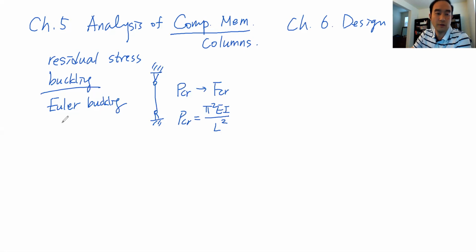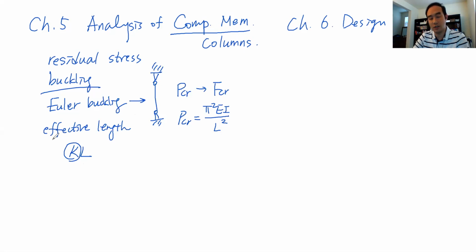We also talked about the effective length. Effective length is KL, where K is the effective length factor. This Euler buckling is based on the pin boundary conditions, but in reality we may have different boundary conditions, like fixed, or a combination of fixed and pin. If side sway is allowed, then this K factor has a minimum value of 1 and is larger than that.